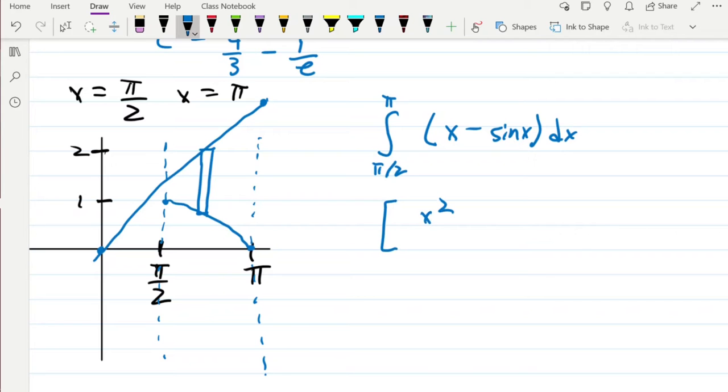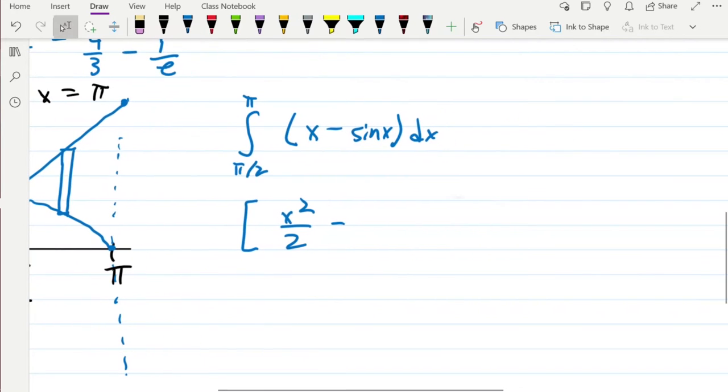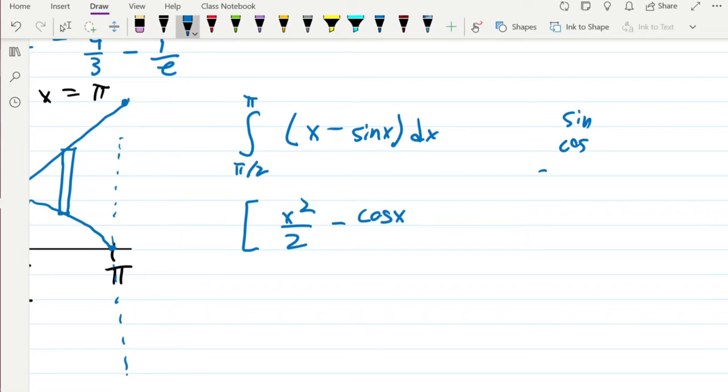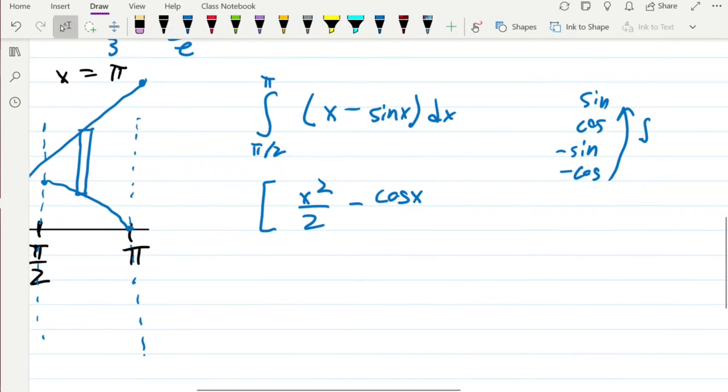So we'll have x squared over 2 minus cosine x. Let me just check sine, cosine, opposite sine, opposite cosine. That is for derivative, or no, for integration. Yes, so it'll just go to cosine. And actually, it should be positive cosine, from pi over 2 to pi.